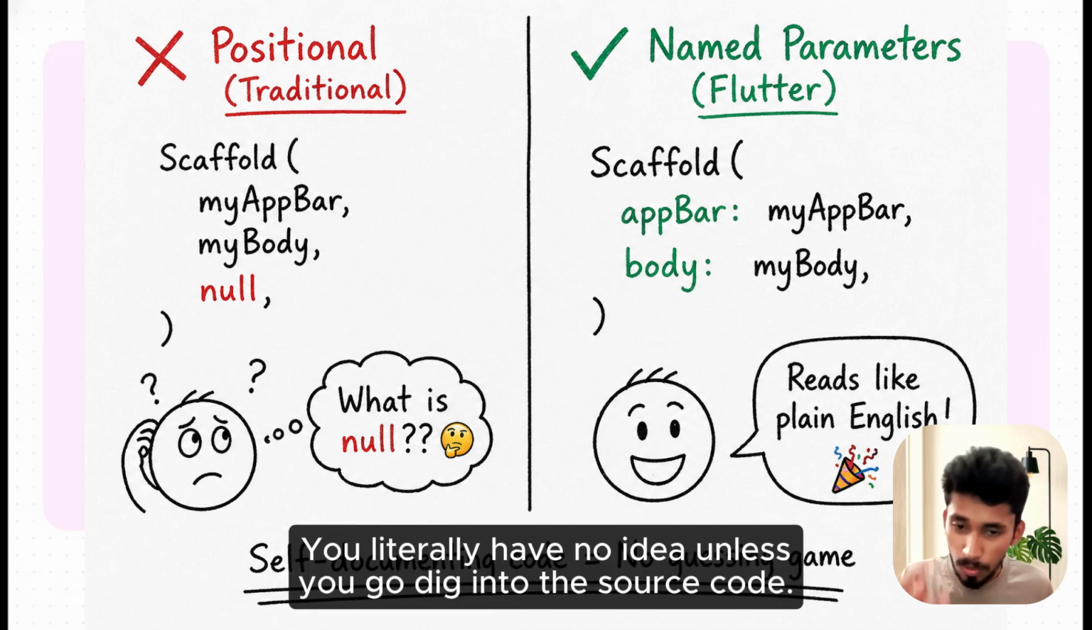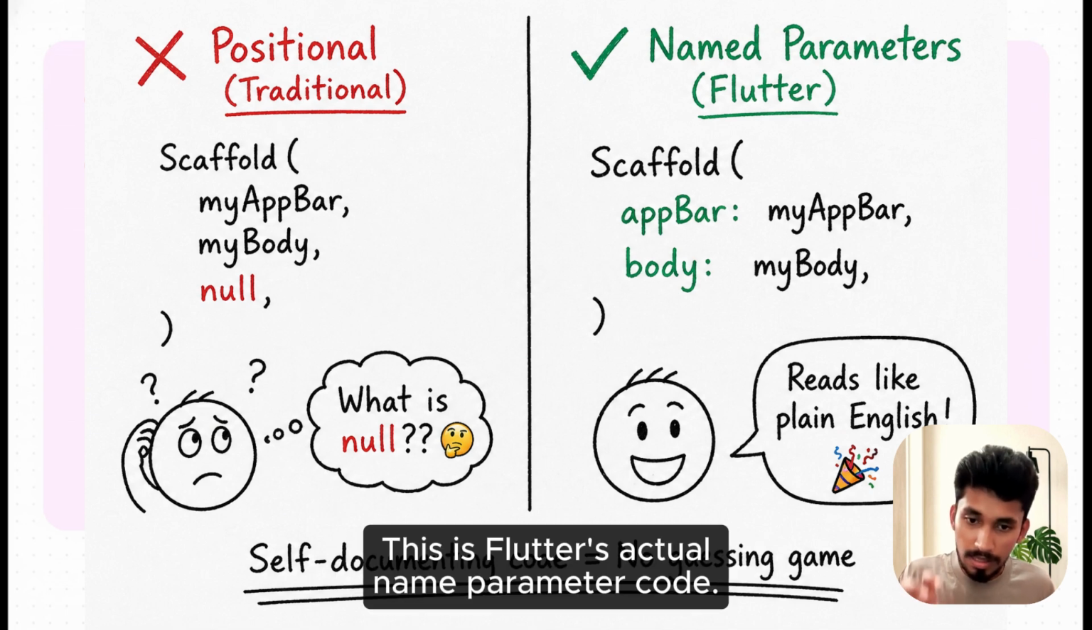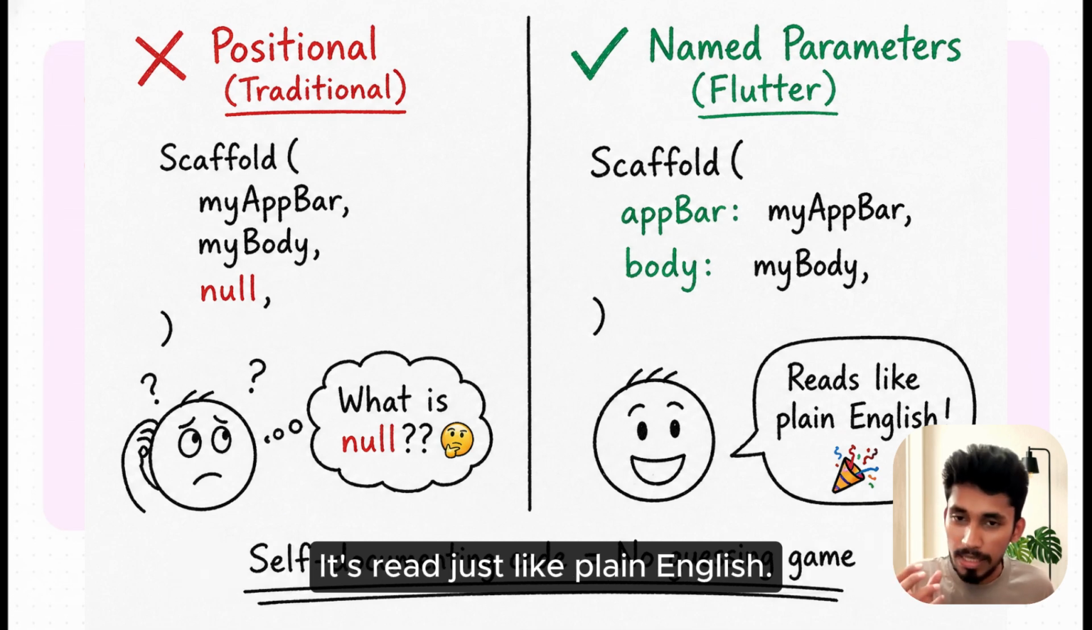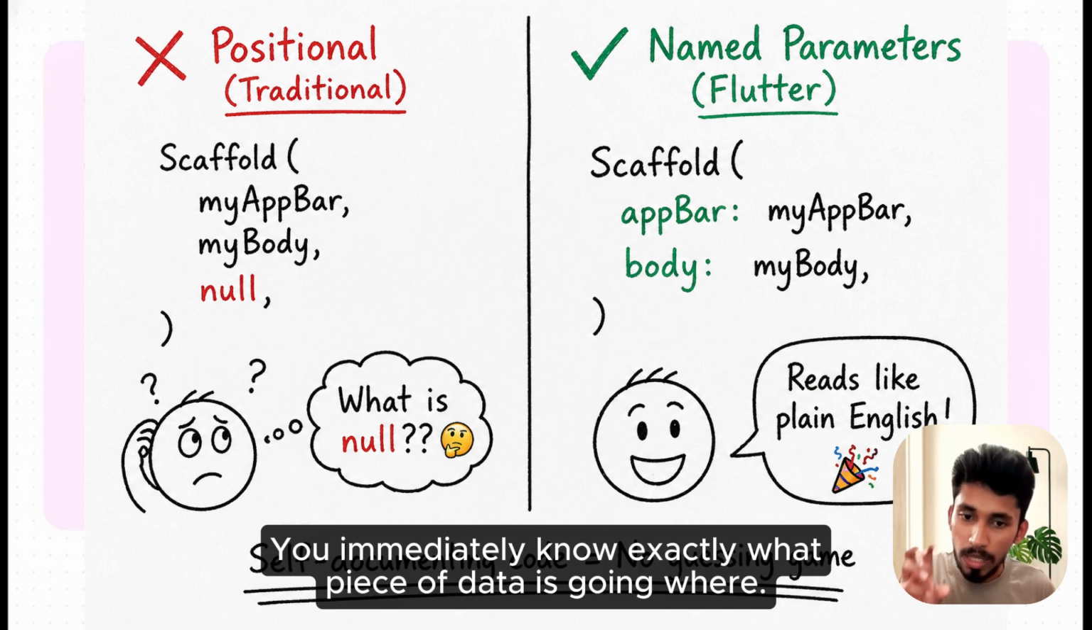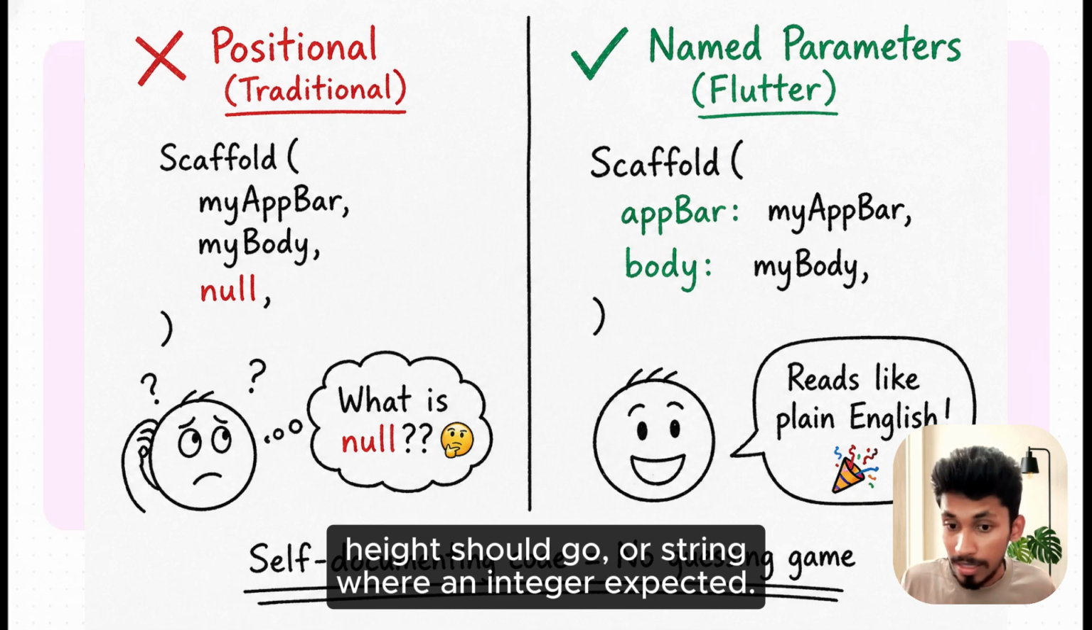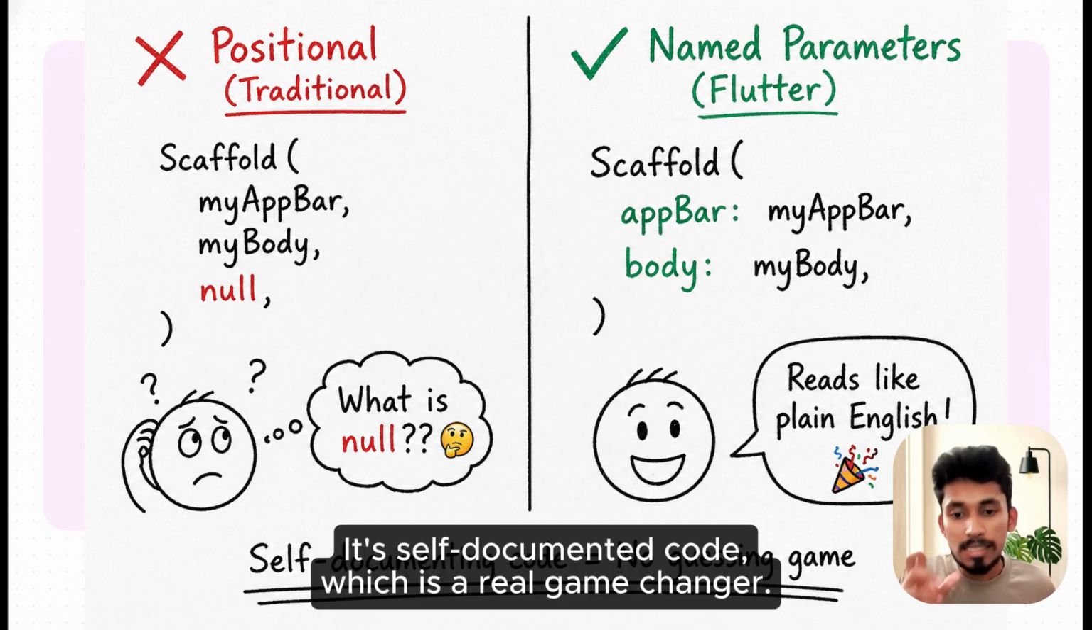You literally have no idea unless you go dig into the source code. Now look at the right side. This is Flutter's actual named parameter code. Scaffold, appBar, myAppBar, body, myBody. It reads just like plain English. You immediately know exactly what piece of data is going where. Named arguments totally prevent you from accidentally passing a width where a height should go, or a string where an integer is expected. It's self-documented code, which is a real game changer.